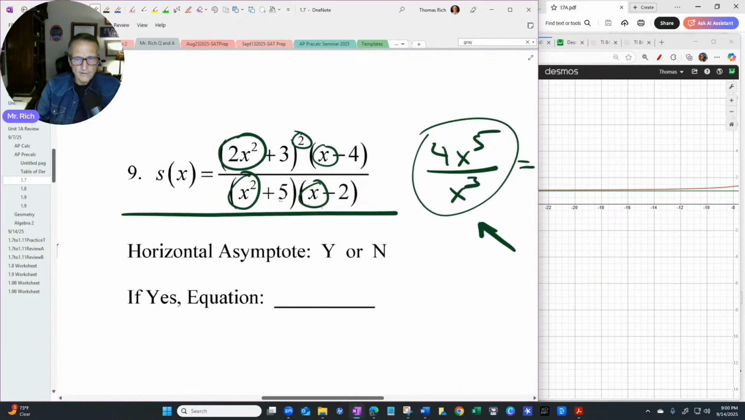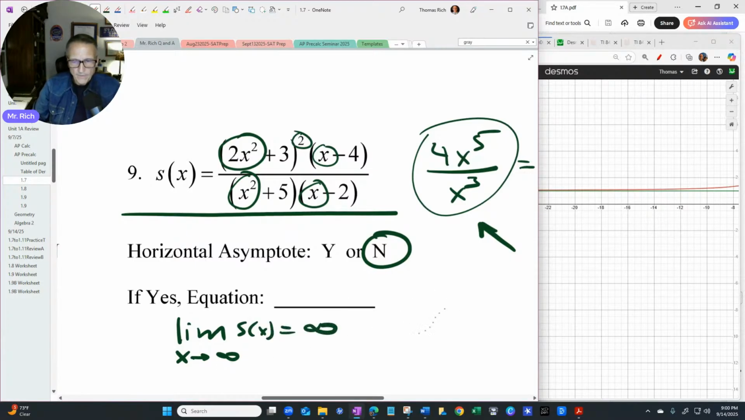So I can say, of course, there's no horizontal asymptote, but the end behavior is that the limit as x goes to infinity of s of x is infinity because it's going up to the right. And then the other end behavior as x goes out towards negative infinity is also going to be going up to the left towards positive infinity on the y-axis.